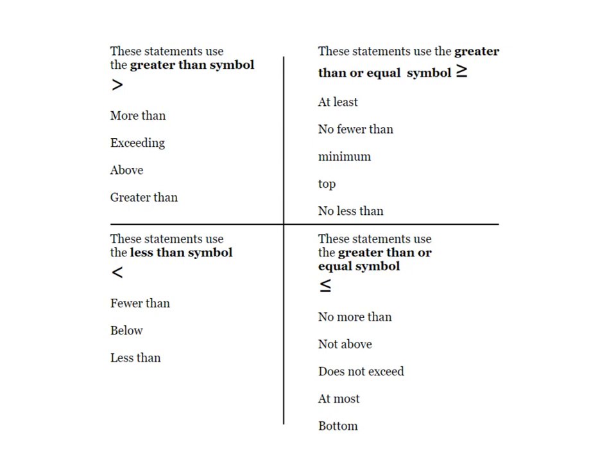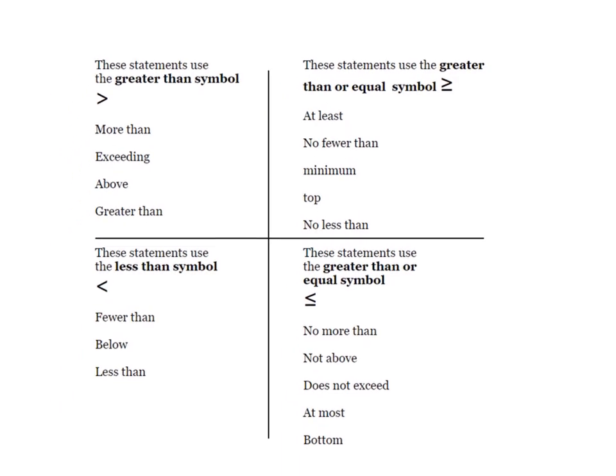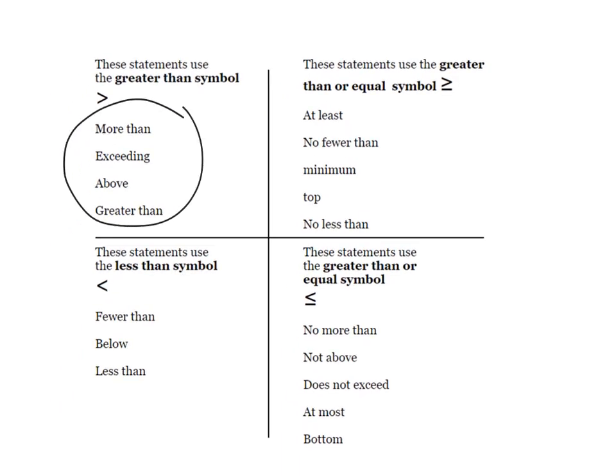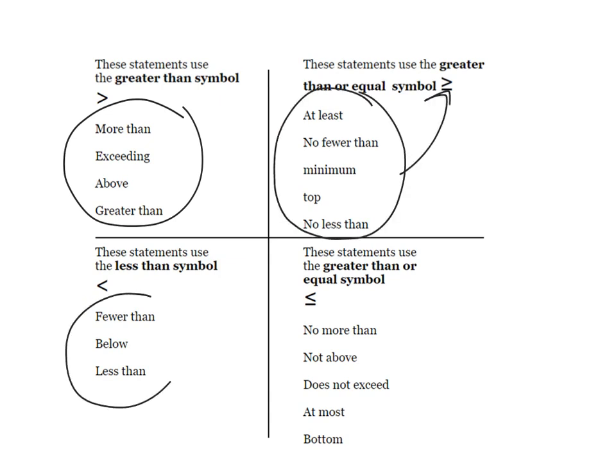All right, so I want to start off by refreshing your memory about some words that you can use in order to translate into inequalities. So first of all, in the top left corner, we have the greater than symbol. These words right here will represent the greater than symbol, okay? These words will represent the greater than or equal to. These words represent less than. These words represent less than or equal to.